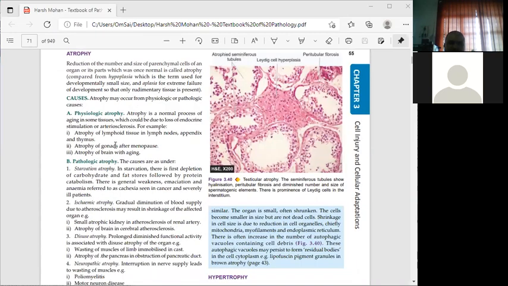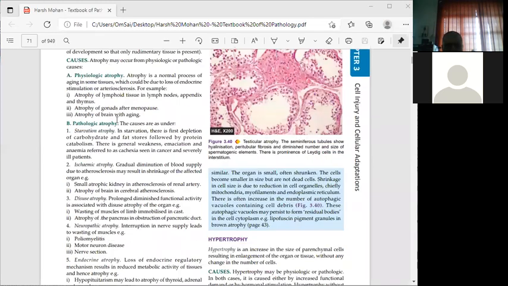Causes: atrophy may occur from physiologic or pathologic causes. What is physiologic atrophy? Atrophy is a normal process of aging. Physiologic cause means because of certain processes inside our body. And pathologic atrophy means it is disease related.